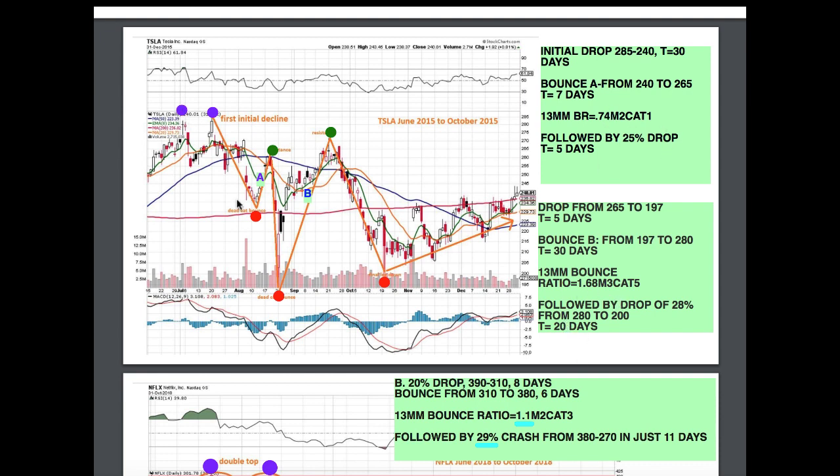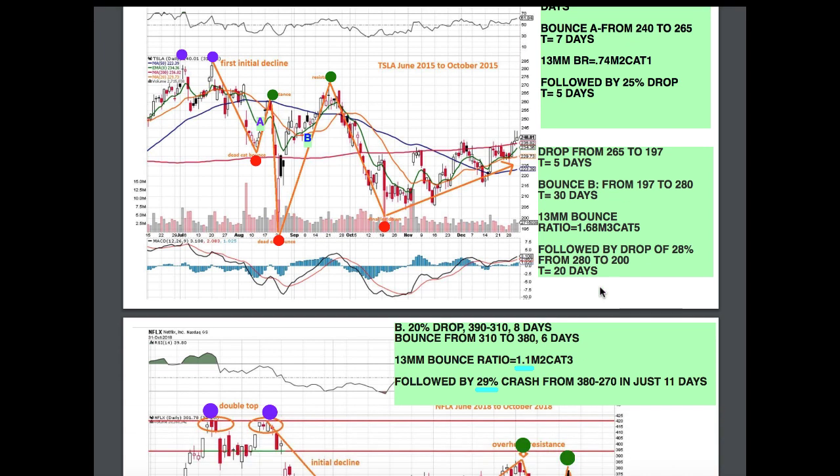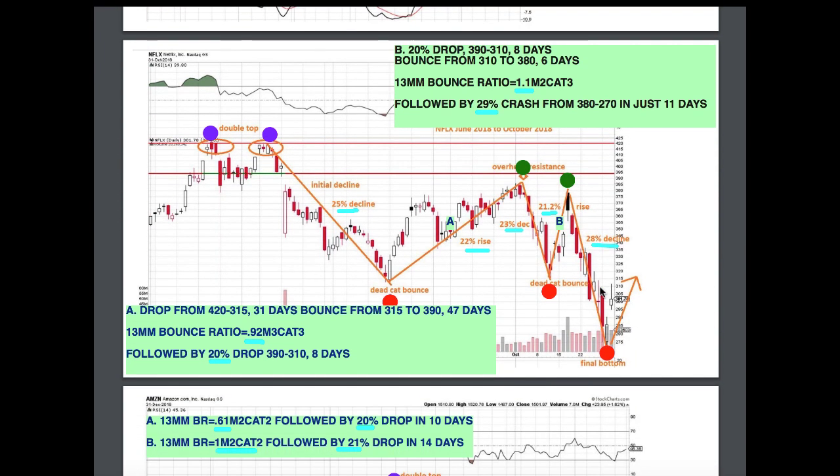All right, so that's your example with Tesla that demonstrates the ratio of under 1, the ratio over 1, a highly rare circumstance when the bounce is actually not like 1.1 or 1.2. In this case, it's like 1.68. Not going to happen very often, guys. All right, example number 2, Netflix, okay?